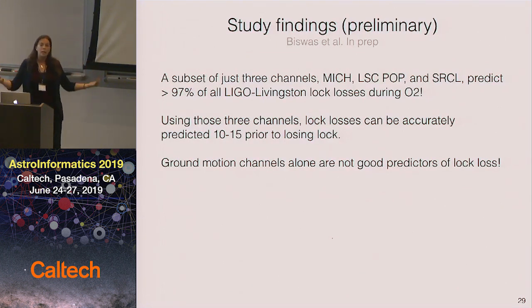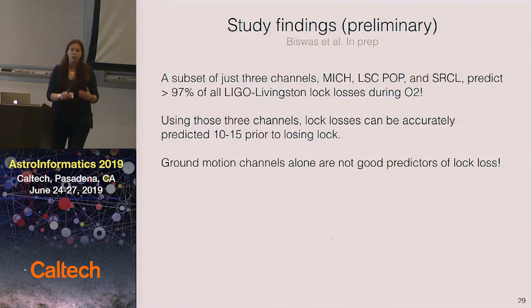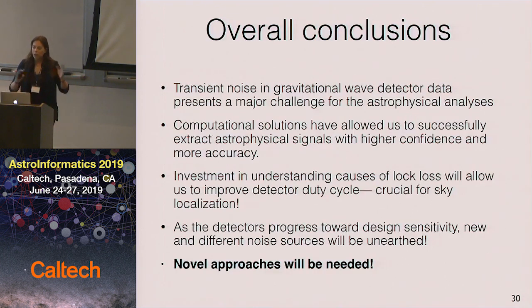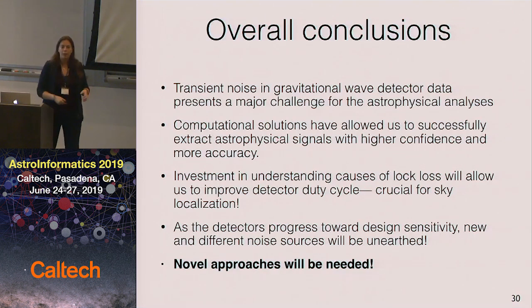So this is isolating particular points within the detector that we can then go and diagnose to see why this is happening. We were also able to use these 3 channels to accurately predict lock losses 10 to 15 seconds prior to when they were happening. And again, the big surprise: the ground motion channels are not good feature sets to predict lock loss. And then I'll leave my conclusions up, and I'm very happy to take any questions.